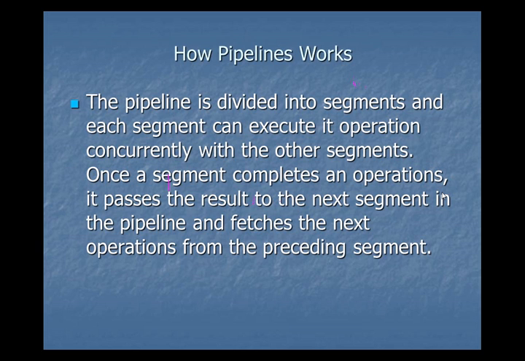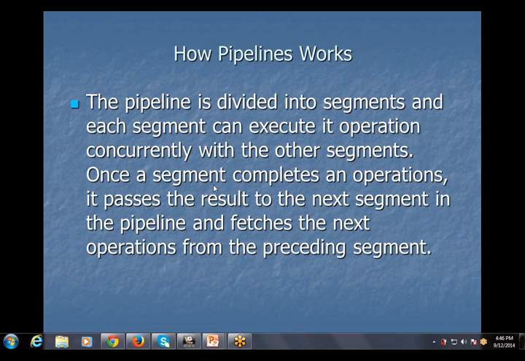This says the pipeline is divided into multiple segments. Segment means multiple parts, and each segment can execute its operation concurrently with the other segments. As I told you, the multiple segments can execute the operations concurrently, meaning along with one another, side by side with the other segments. Once a segment completes an execution or operation, it passes the result to the next segment.